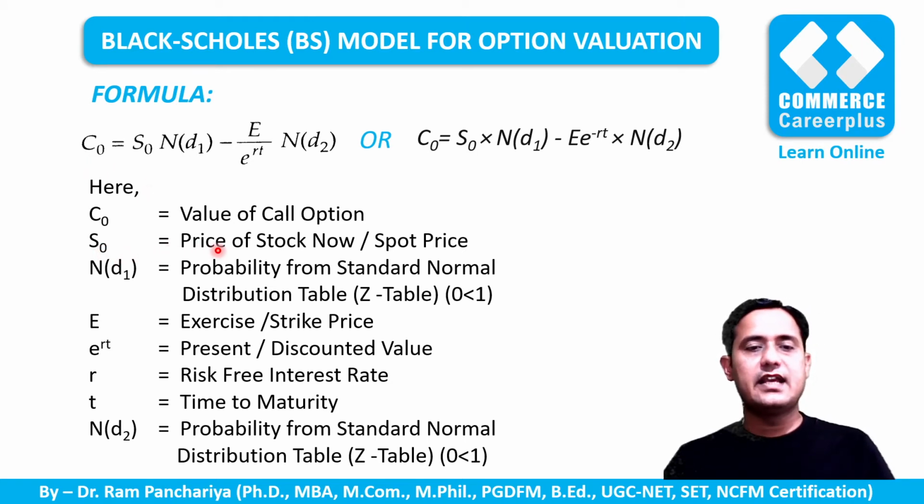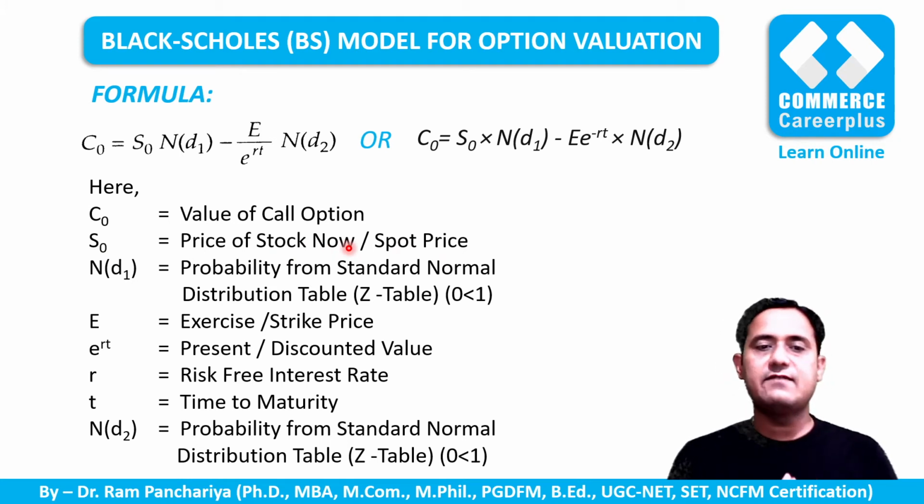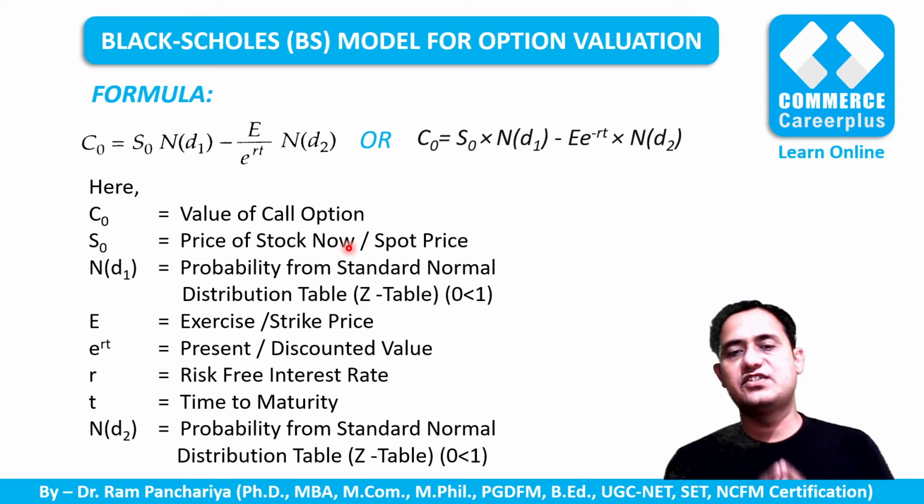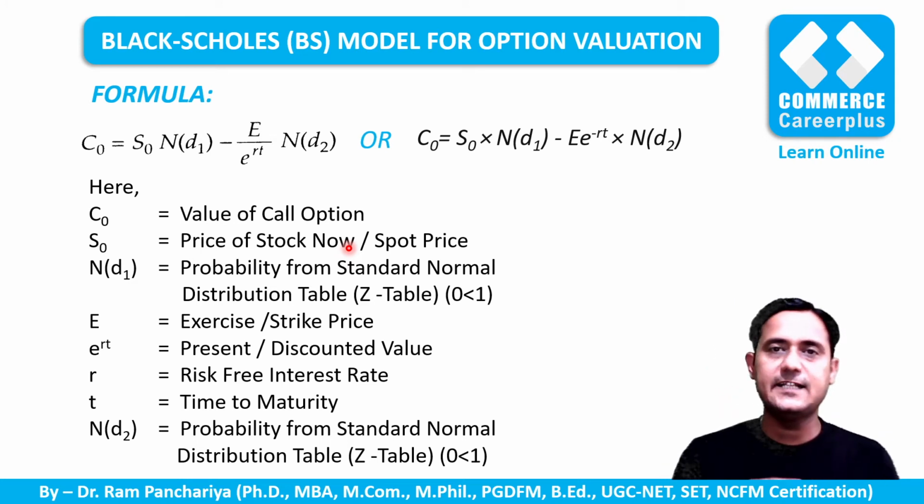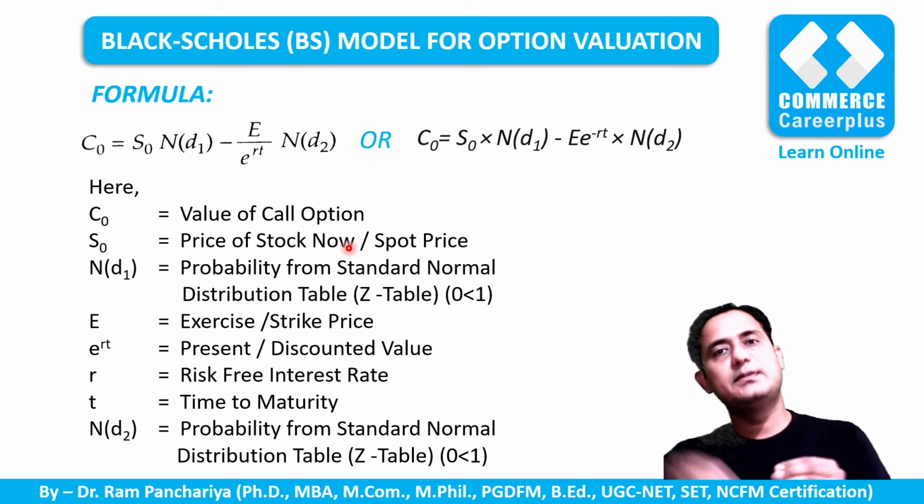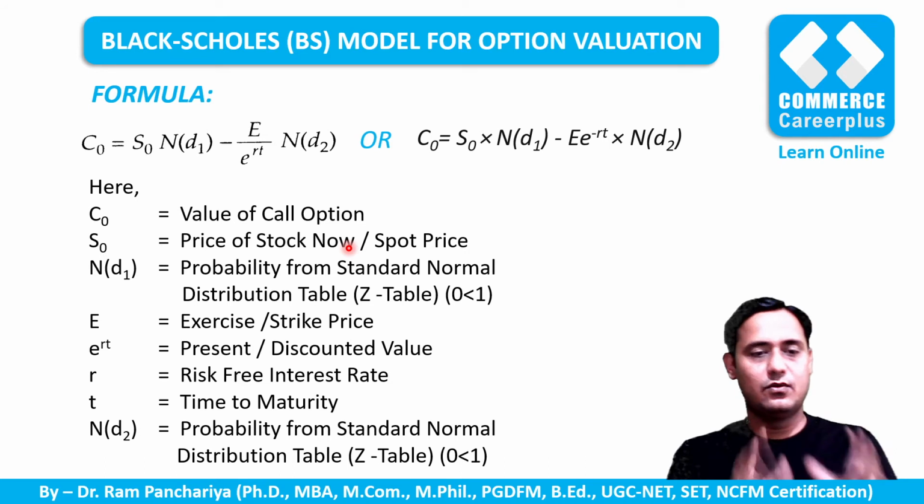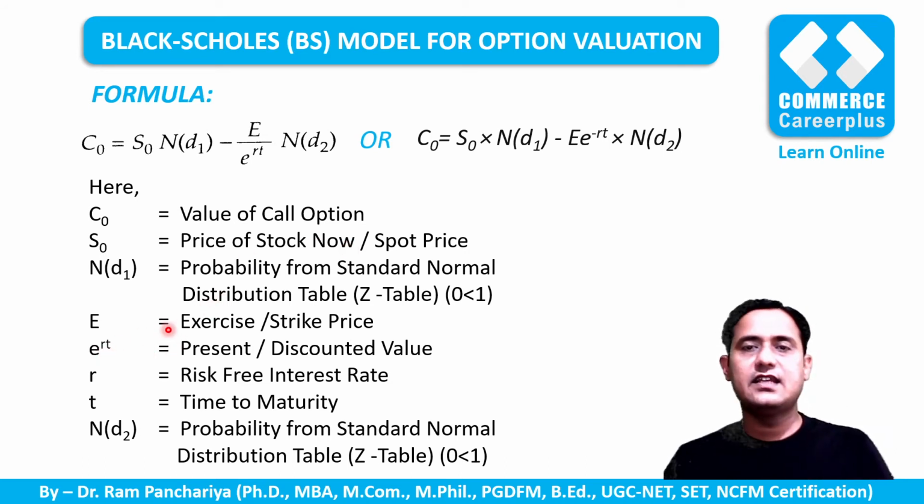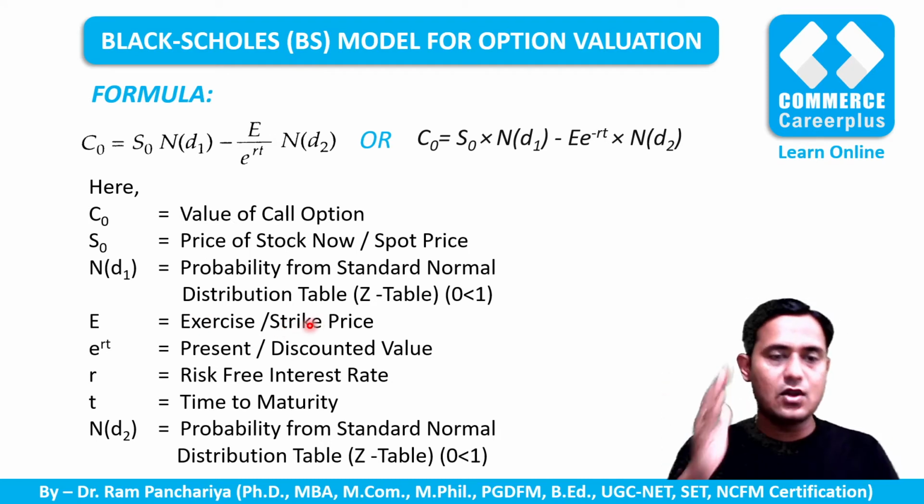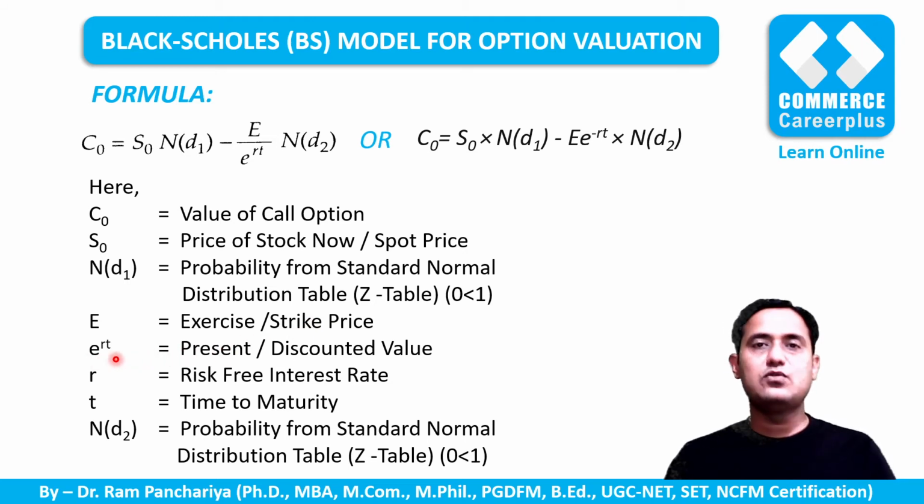Now what is S0? S0 is price of the stock, that is spot price. आज स्टॉक का प्राइस कितना है, that is the stock price. ND1 मींस probability from the standard normal distribution table, मतलब Z टेबल से हमको ये probability लेनी है. ND1 के लिए हमको D1 calculate करना पड़ेगा और D1 का वैल्यू हमको देखना है Z टेबल में, that is normal distribution table, and as it is probability it means it lies between 0 to 1. E means exercise price, E means exercise price or strike price. It is the price on which we are going to exercise the option on the expiration. E to the power RT is the present or discounted value.